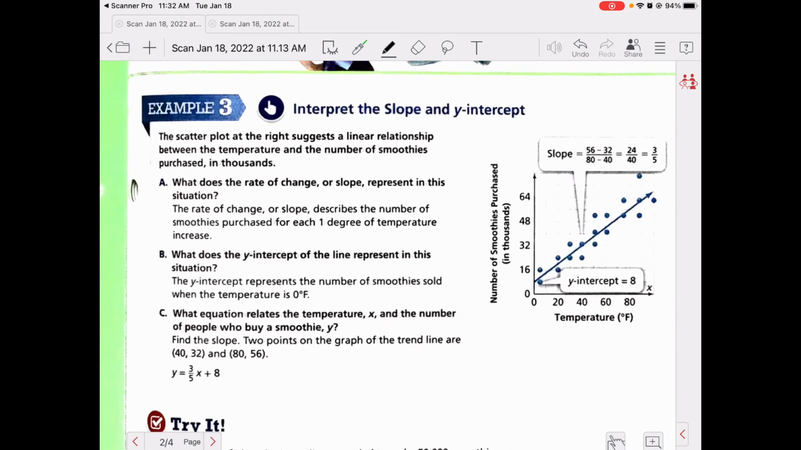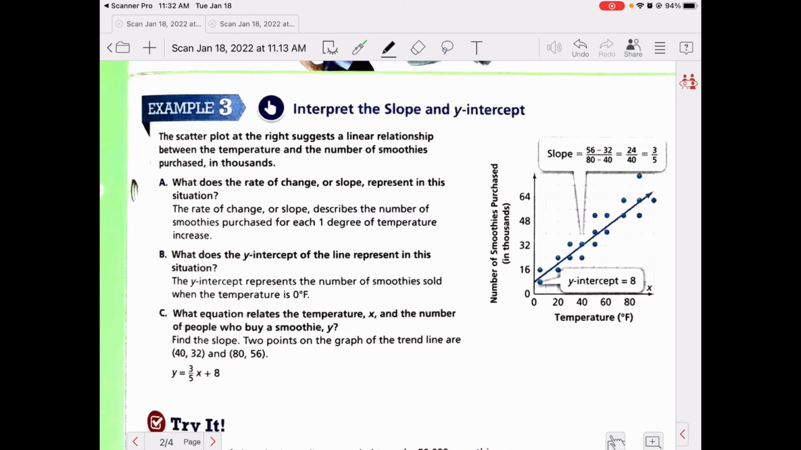Okay. So the scatter plot at the right suggests a linear relationship between the temperature and the number of smoothies purchased. So as the temperature goes up, more people buy smoothies. What does the rate of change or slope represent in this situation? So the rate of change describes the number of smoothies purchased for each degree of temperature. So we increase 3/5 of a smoothie every time we increase by 1 degree. What does the y-intercept represent? So in this case, when the temperature is 0, people will buy about 8 smoothies, right? If I was looking at the temperature at 20, I'd say they buy about 16 smoothies.